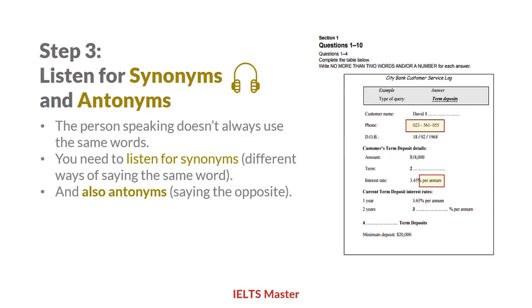Let's take a look at another example. Per annum, down here. Now, per annum could also mean for each year. Per each year. So it's very possible that the speaker in this listening will say 3.45% each year.